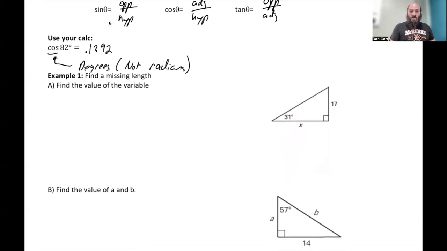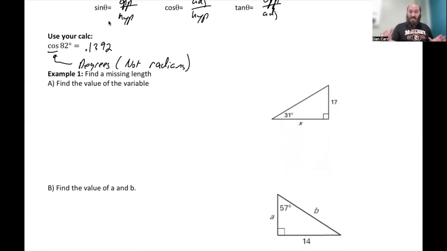Our first two examples are all about finding missing side lengths. Every time you do these problems, the number one thing I always suggest is to first label all your sides based on the reference angle. So 31 is my reference angle, just like we did before. You label your hypotenuse first, then this is the opposite, and that leaves my x value to be the adjacent side.